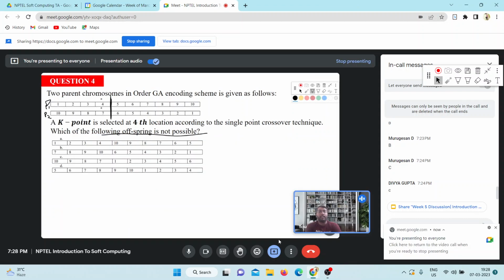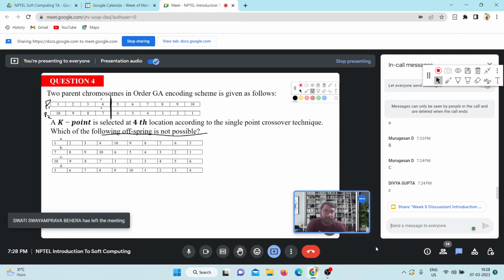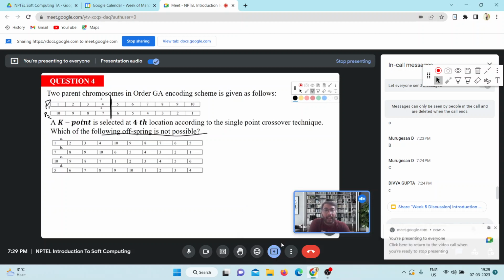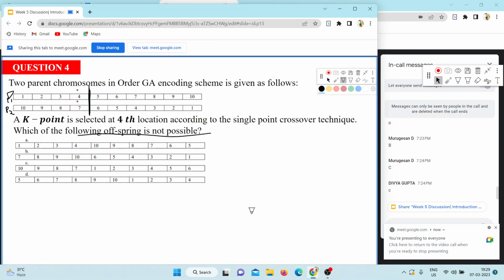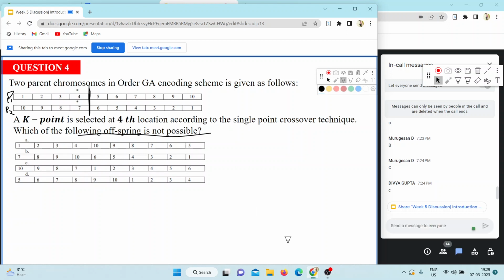Hello, am I audible, guys? audible? Yes, sir. Yes, sir. Yes, sir. Okay, so everyone kindly solve this one and have guesses for this. So any guesses for this question?